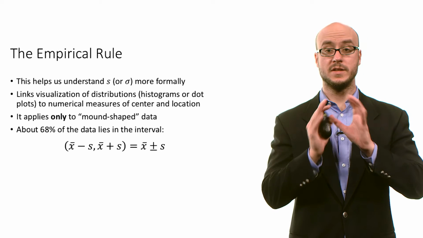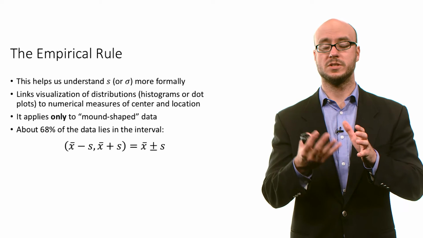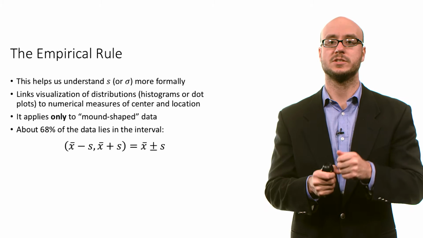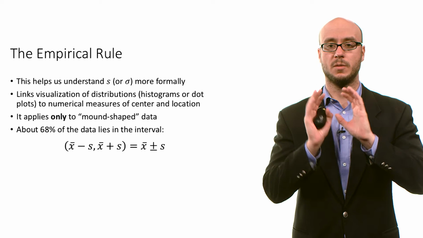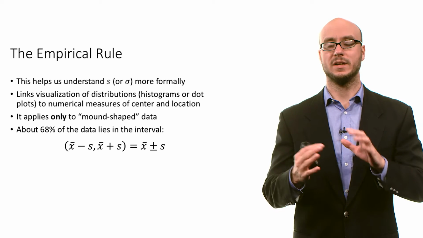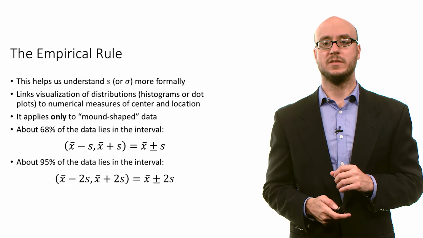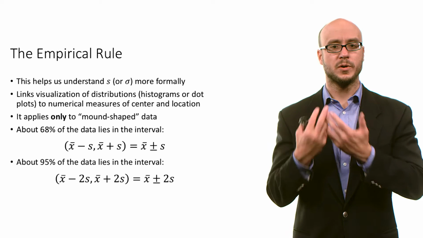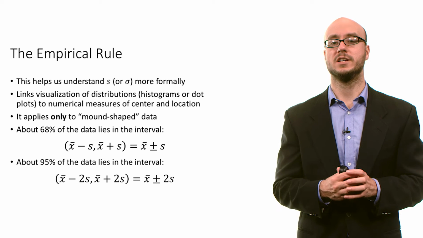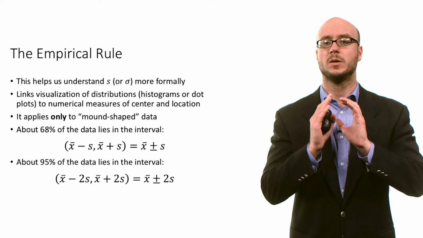And this applies not just for samples, but you can use it for a population. If you conduct a census and you have a value of sigma, the population standard deviation, you can use the same approach. The idea is that about 68% of the data are going to lie within one standard deviation of the mean. And then the empirical rule suggests that 95% of the data are going to lie within 2 standard deviations of the mean. Be careful here, though.